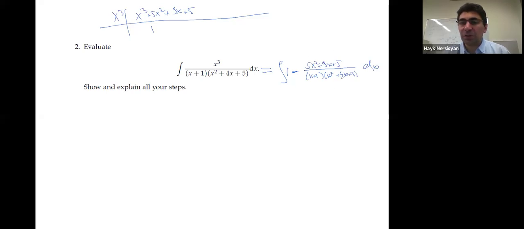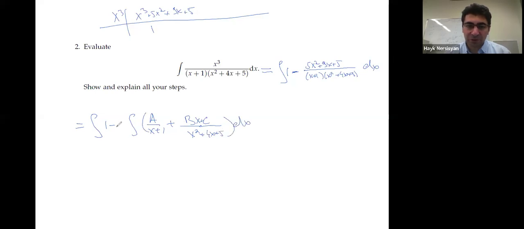To integrate this fraction, we have to do the decomposition step. So we have written A over x plus 1, and then we'll get also (Bx plus C) divided by x squared plus 4x plus 5 dx. The integral of 1 gives just x plus C, and this integral gives logarithm of the absolute value of x plus 1 times A.